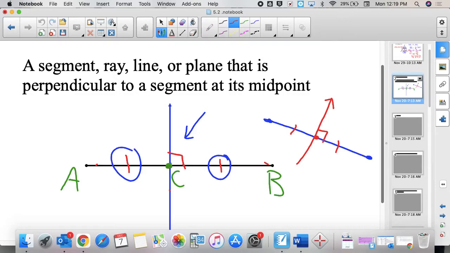Now, whether it's a ray, as I have here, or a line segment, or a plane for that, whatever it is, it must be perpendicular to it there. That is what a perpendicular bisector is.